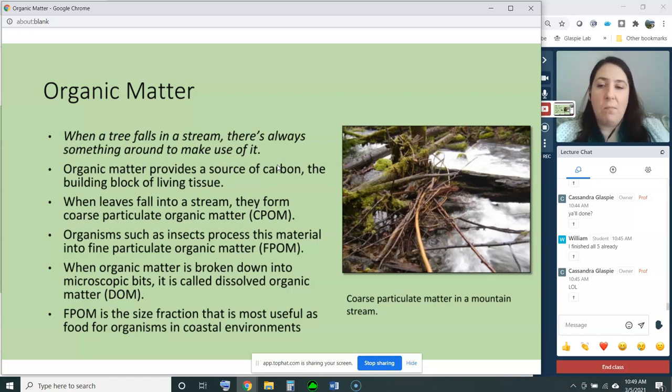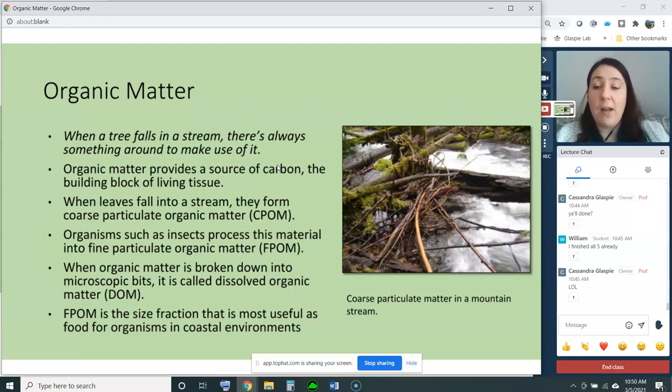When a leaf or some sort of plant matter, sticks, whole tree, when they fall into the stream, they form what we call coarse particulate organic matter. Anything large, anything that's super easy to see with your eye, that would be coarse particulate organic matter. And then organisms will process this. They'll break it down, they'll shred it up, and as they do, it gets into smaller and smaller pieces, and we consider this fine particulate organic matter. Still visible with the eye, but it's going to form more of a sediment-like material.